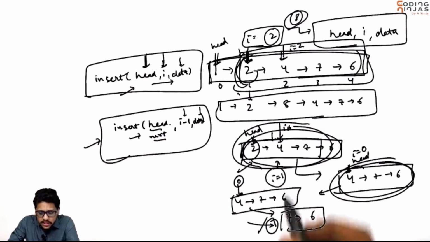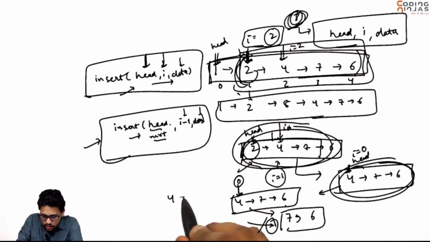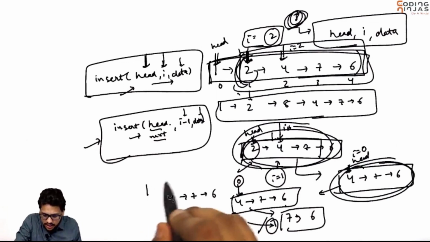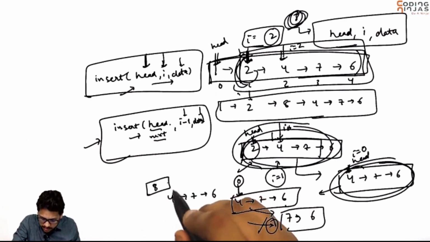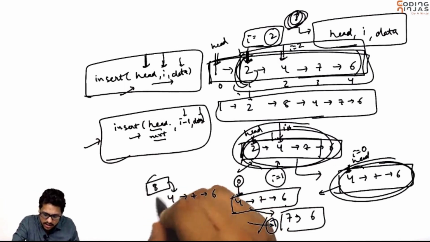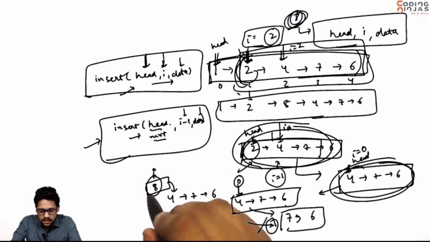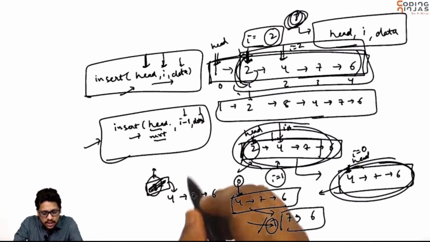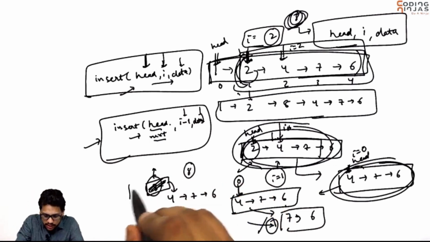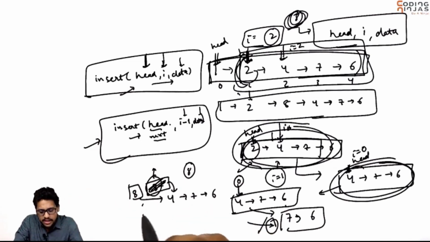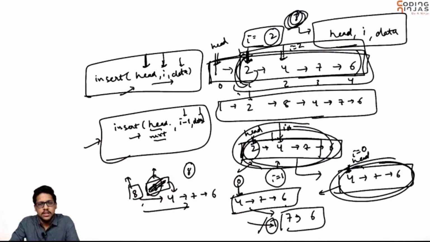So for 4, 7, 6, if your data is 8, you need to convert this linked list. Inserting at 0th position is very easy. Create a node for 8, make its next to be 4, and return this as your new head. Because you need to insert at 0th position of this linked list with the data 8, first you will create a node with data 8, you will make its next to be 4, and you will return this head. For 0th position you can solve it, and that will be your base case.